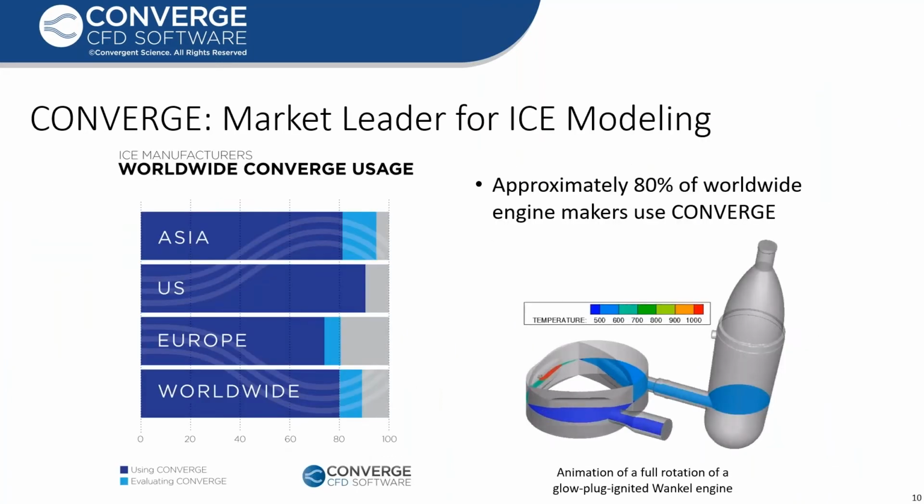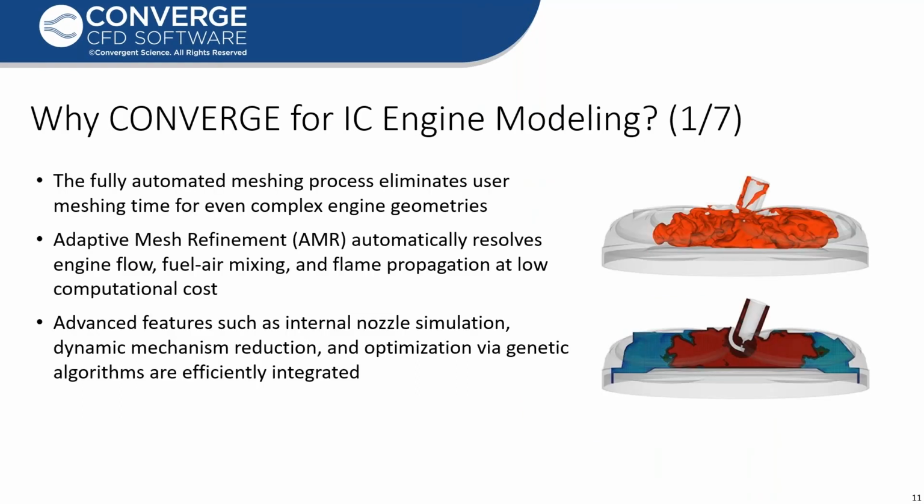We are the market leaders in IC engine modeling. Approximately 80% of the engine makers in the world use Converge. You can see on the chart on the left, many engine makers in the US, Europe, and Asia use Converge as their tool of choice. So why would you want to use Converge, and why do we have so much success in the IC engine market? Several reasons, and let's quickly go through some of them.